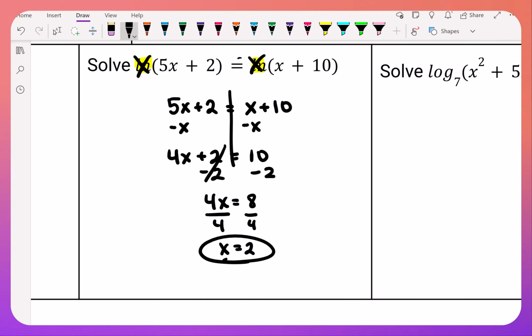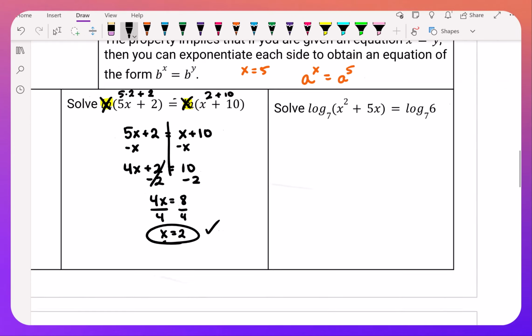Okay, so all you got to do is plug the 2 back in here. I'm just going to do this very quickly. Oop, that should be a 2. And then 2 plus 10. Are these going to be equal to each other? So 5 times 2 is 10 plus 2 is 12. And 2 plus 10 is 12. And they're both positive, so that checks out.